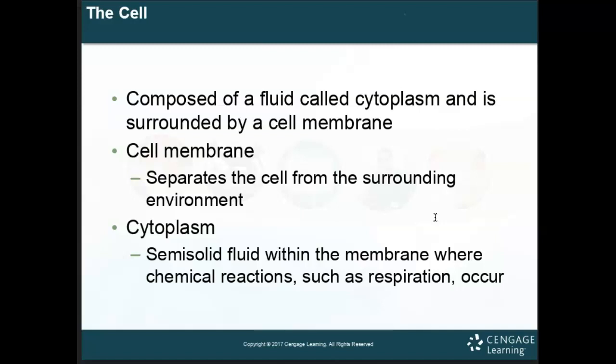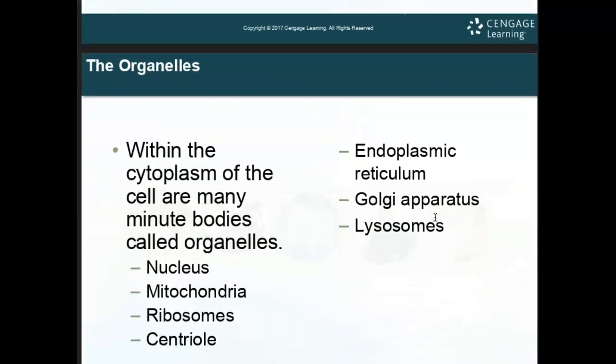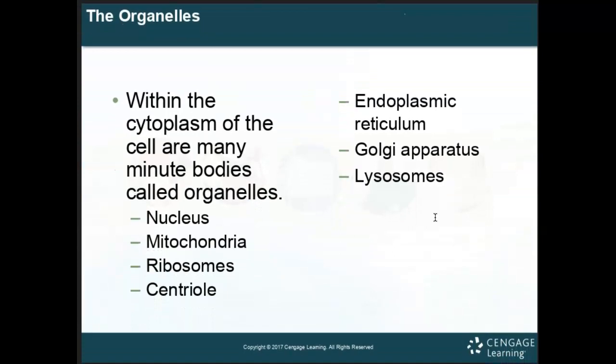This membrane separates the cell from the surrounding environment, and the cytoplasm, that fluid, is a semi-solid fluid within the membrane where chemical reactions like respiration can occur. Then there's the organelles. Within the cytoplasm of the cell are many minute bodies called organelles: the nucleus, the mitochondria, ribosomes, centrioles, endoplasmic reticulums, Golgi apparatus, and lysosomes.